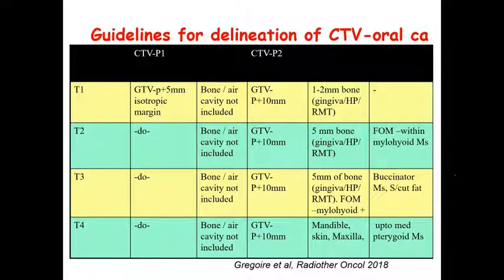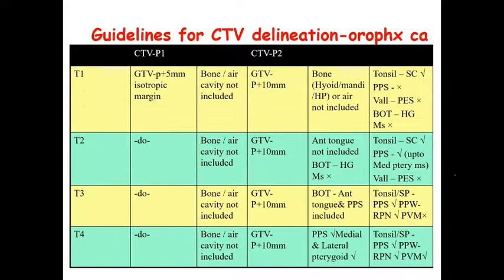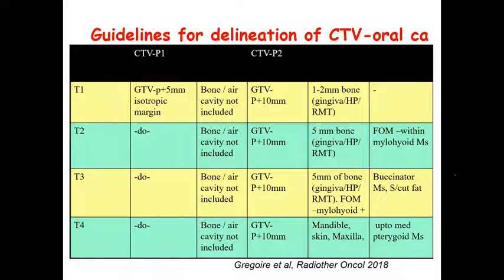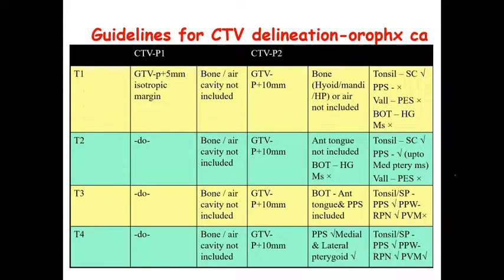But if it is a tumor that is resting on the gingiva or hard palate or RMT, which is right next to the bone, then you might include a sliver of the bone, about 1 to 2 millimeters. If you move on to T2 tumor, then you might include more of bone, that is 5 millimeters. If we talk about soft tissue, the location, if it is a floor of mouth, then you include your CTV, tweak it at mylohyoid muscle. But in T1, you don't need to include that. In T3, you have to include the mylohyoid muscle also. So this is how we progress.